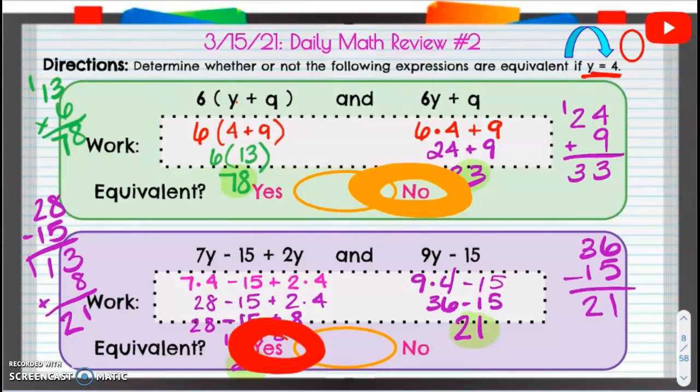So we're going to drag that circle over the yes. And if you do need the rest of this part, you can go ahead and rewind and then pause it. Great job. That's it for the DMR number 2.